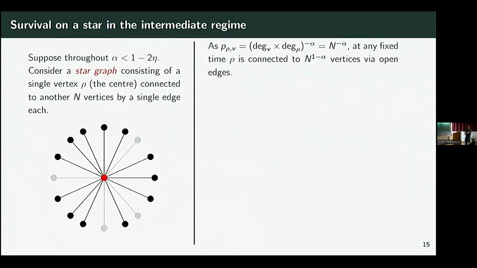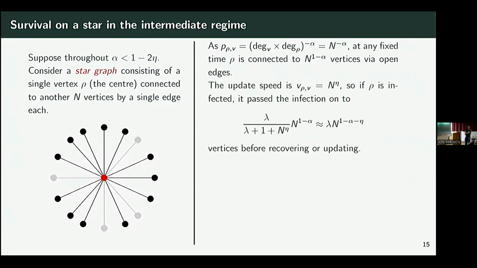At time 0, I've got about n times p vertices that I'm connected to via open edges, and that's n to the 1 minus alpha in my notation. The update speed is n to the eta. So how do I infect these? I can infect one of these open neighbors, and I have to do it before this edge updates. The probability that I do that is roughly lambda divided by all the other things that could happen. There could be another infection, a recovery of the center, or an update. Those are these rates here, but they don't really matter. What matters is the update speed, if that's large. So I'm successful infecting order lambda times n to the 1 minus alpha minus eta neighbors before the corresponding edge is closed.